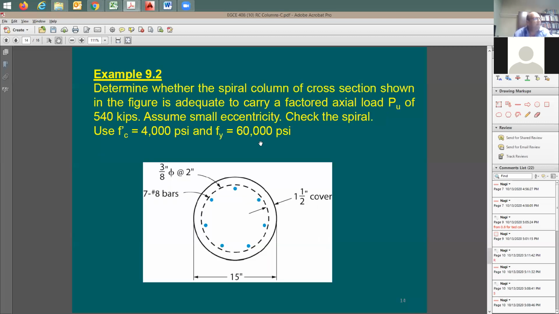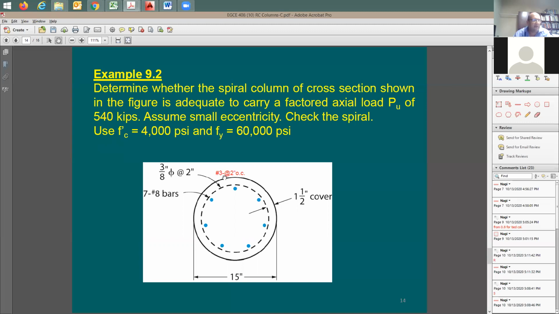Let's see this example. It says, determine whether the spiral column of cross-section shown, here's the cross-section, 15-inch diameter. I have here 1.5-inch cover. Then I have a spiral. It says here 3/8 of an inch. It is unlikely that you're going to see it written like this for rebar, but this is what we have in the book. Usually it is going to be number 3 at 2 inches.